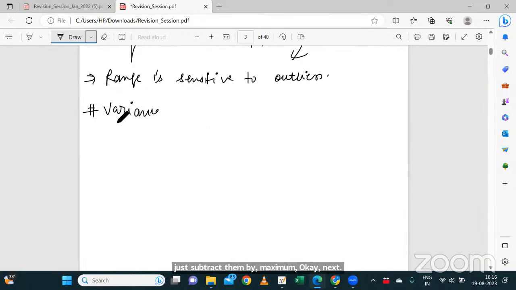The next concept is variance. Basically, there are two types of variance. One is called population variance and the other is called sample variance. So what is variance? This tells us how much variability is in our data set. If I introduce population variance and sample variance, you will get a clear idea. So what is basically population variance?